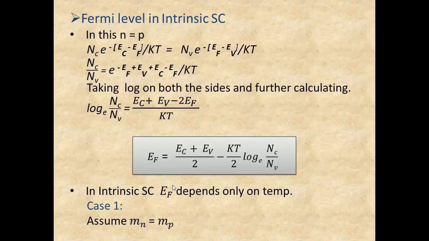In intrinsic semiconductor, your Fermi energy depends only and only on temperature. We play with temperature and see the cases. So the first case is here. Let's assume that M base N is equal to M base P. Every time I'm not going to say what M base N and M base P are, because I've already told you it's the rest mass of electrons and holes.